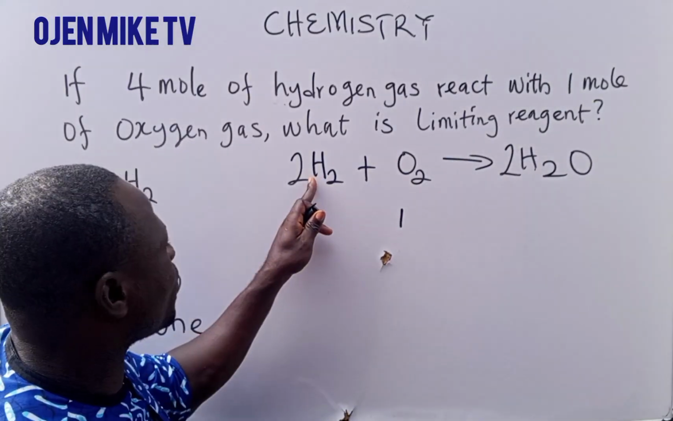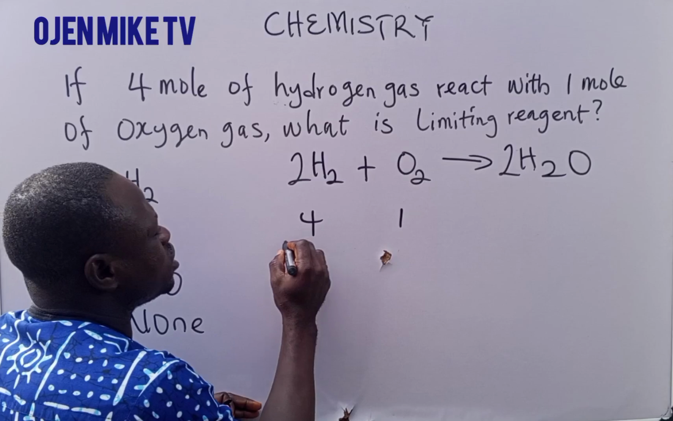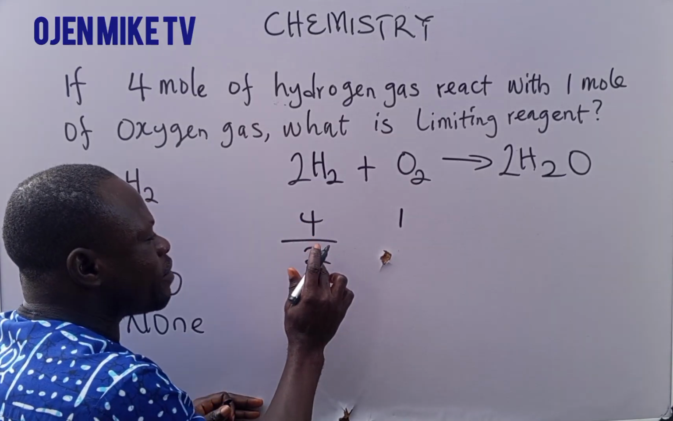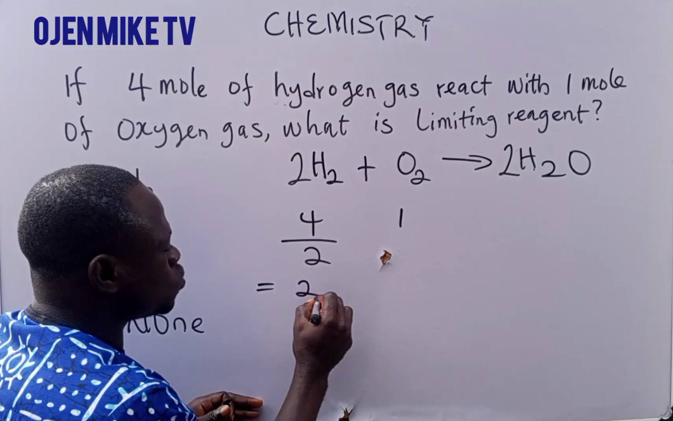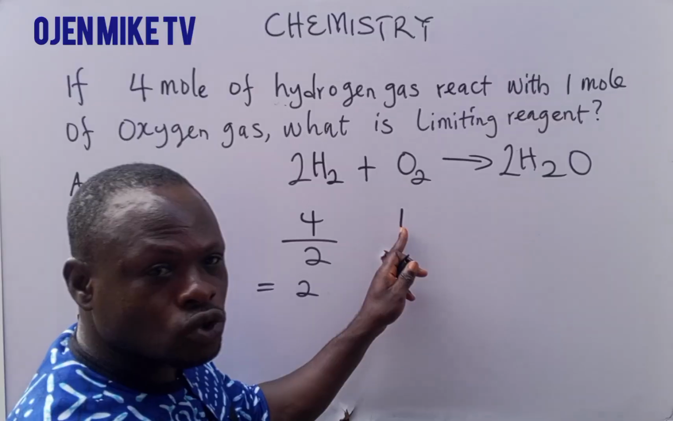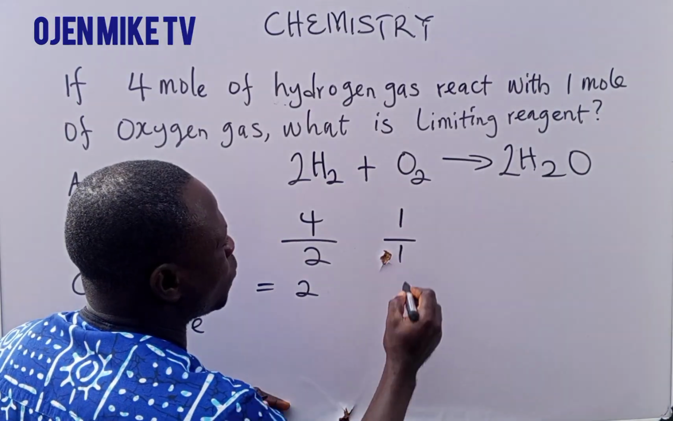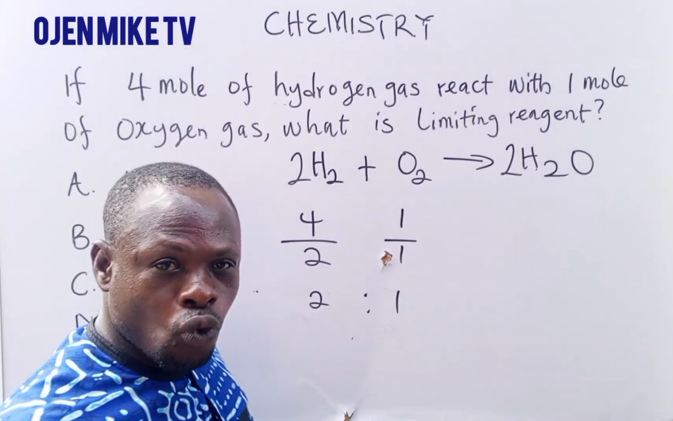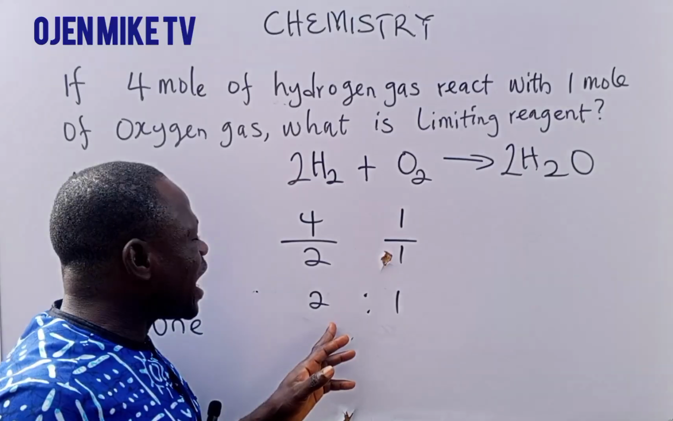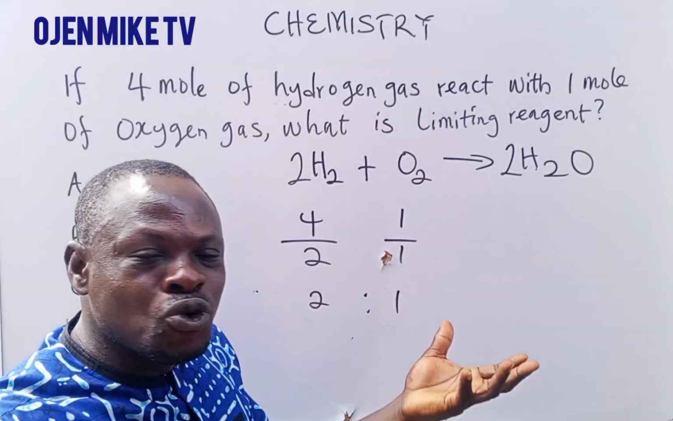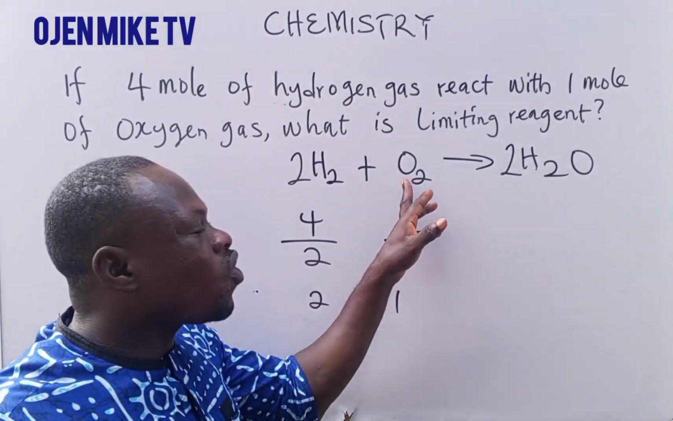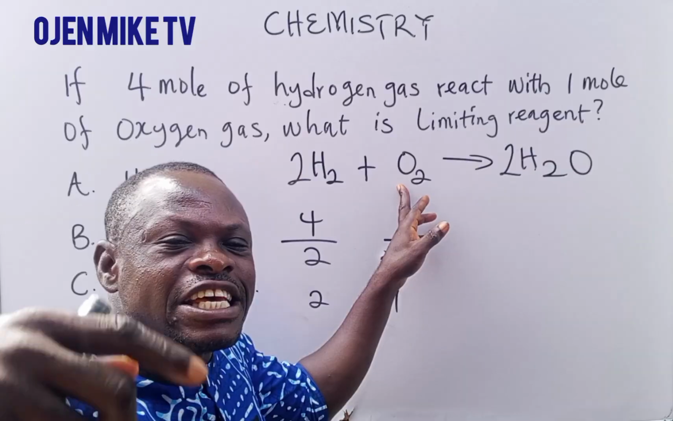What is the coefficient of hydrogen here? The coefficient of hydrogen is 2. So 4 divided by 2 will give us 2. Oxygen here is 1, so 1 divided by 1 is the same thing as 1. Therefore, the one that will be completely used up is oxygen. So oxygen is the limiting reagent.